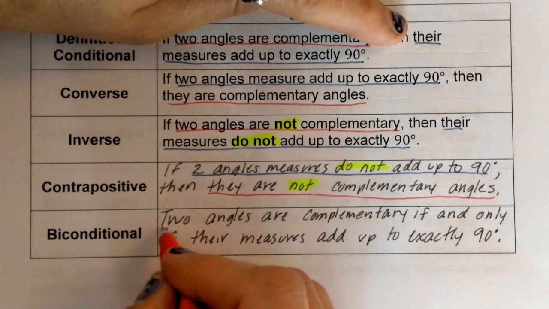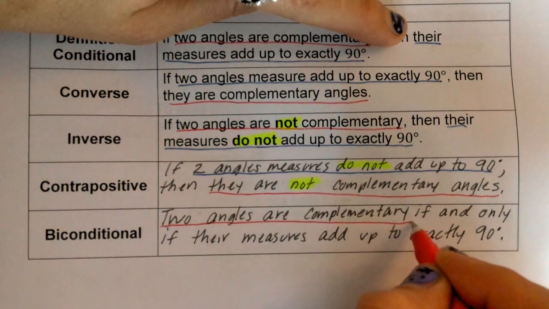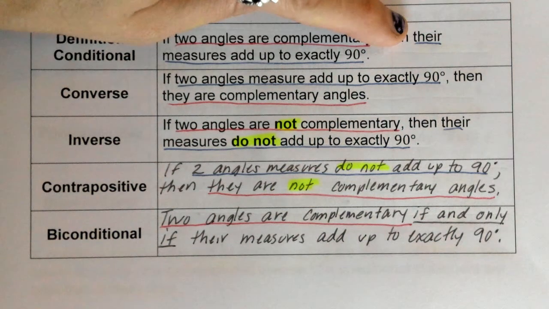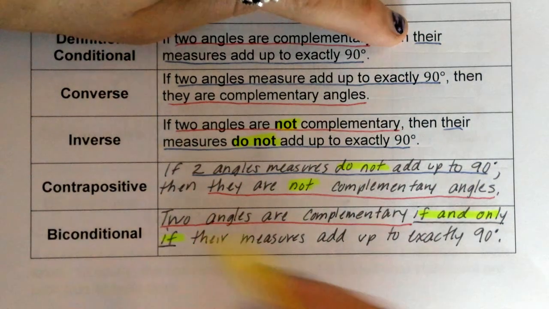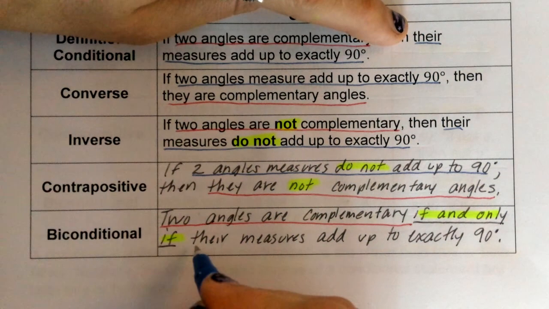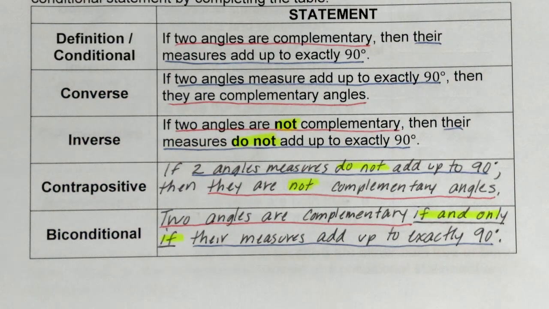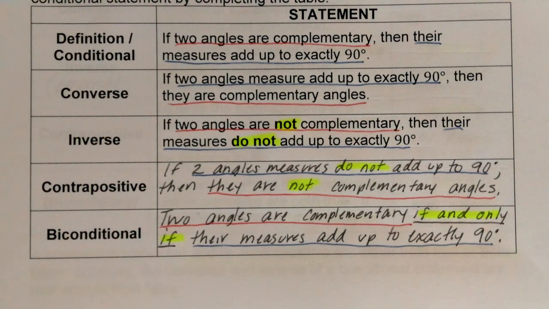So here we have our hypothesis, two angles are complementary. Then we have our if and only if biconditional characteristic here. And in our conclusion, their measures add up to exactly 90 degrees. That one, other than the conditional, I feel like that was the easiest. Just write the hypothesis, the if and only if, and then write the conclusion, and you're done with the biconditional.